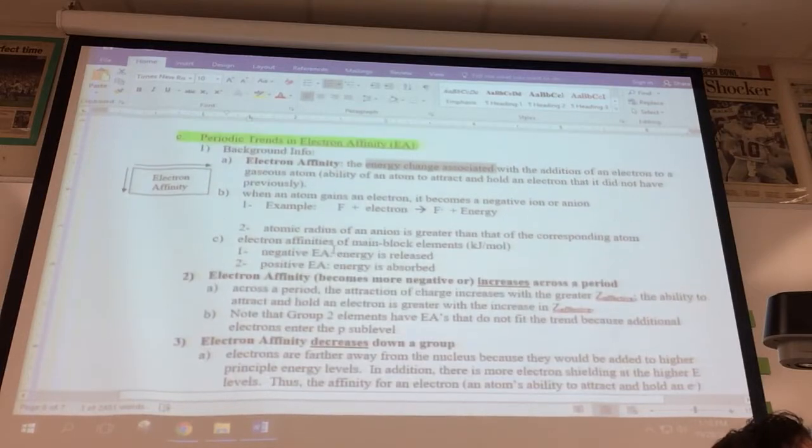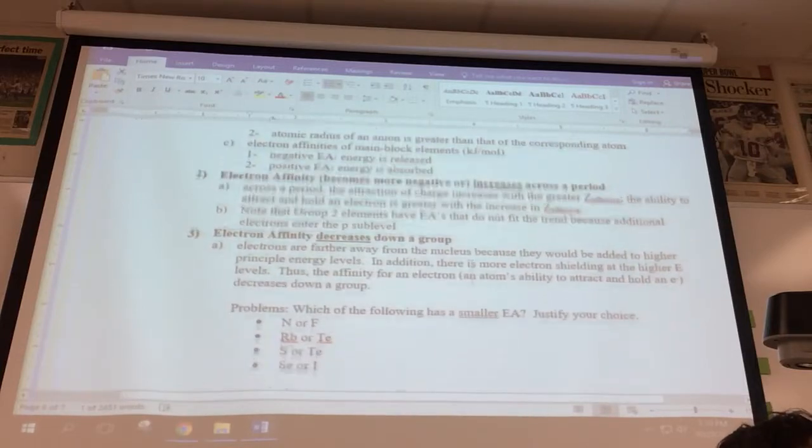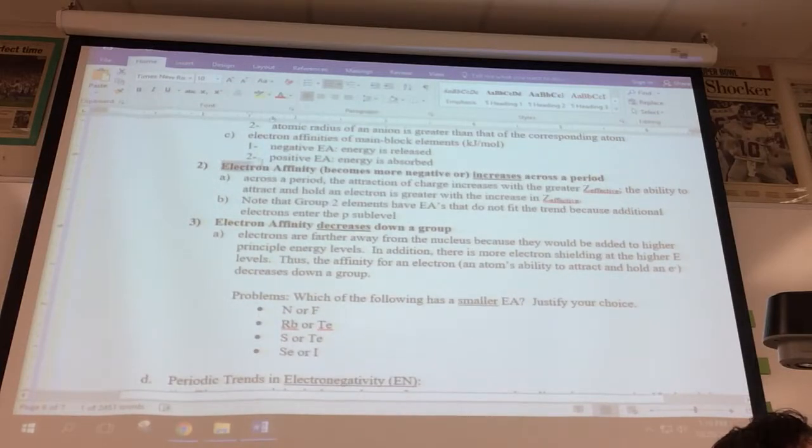Now, electron affinity typically is going to be negative in regard to the energy value. I'm not really going to go into that this year. It'll be too tricky for you. Here's your trend. It says electron affinity increases across a period.